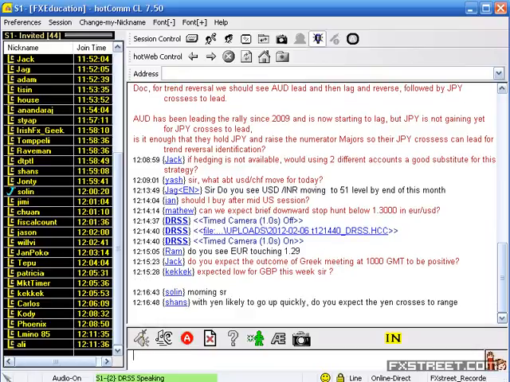And is it enough to hold the yen and raise the numerator majors so that yen crosses can lead to trend reversal? See, they have been doing it as I explained, that they wanted to focus more on the yen today, and they are expected to gain the levels as well.